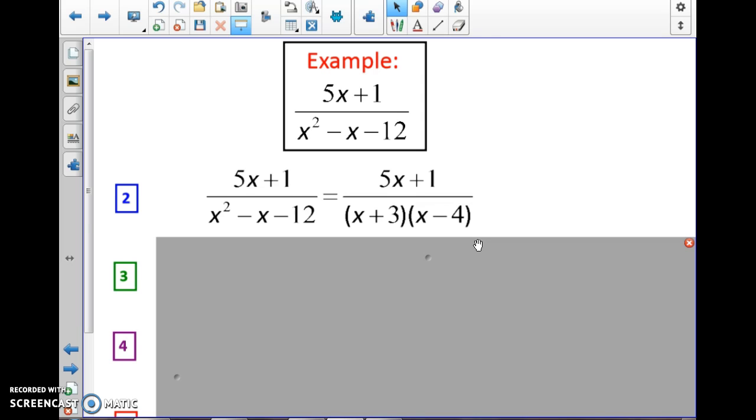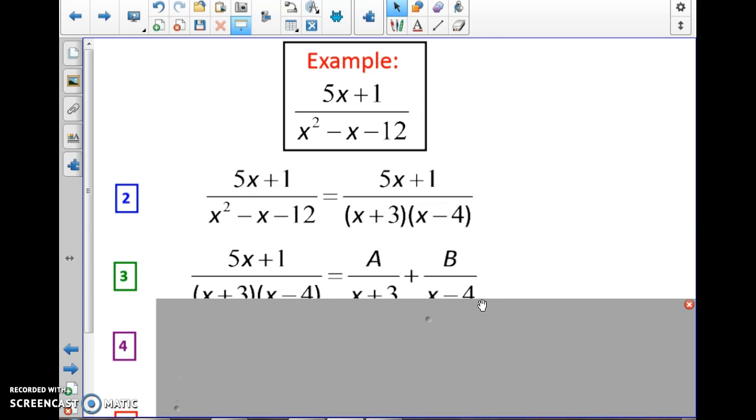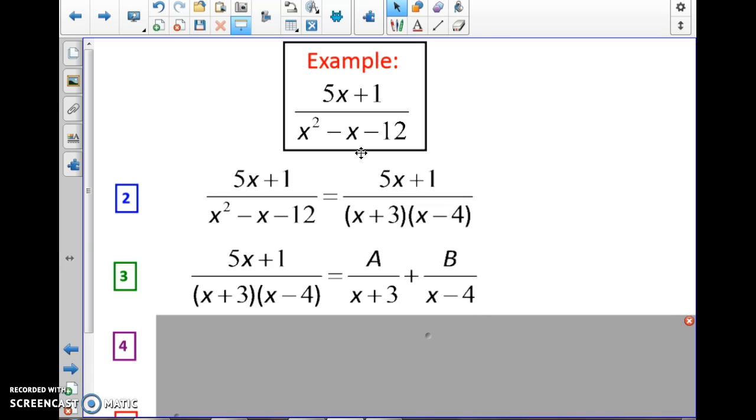Okay, so the third step then is to write the factored version of the expression into separate fractions with constants in the numerator. So I take my x plus 3 term and write it with a constant above it, and I take my x minus 4 term and write it with a constant above it in the numerator. If there were more factors, I would have more fractions. So if I had another one, like x plus 2, then I'd have another fraction over here.